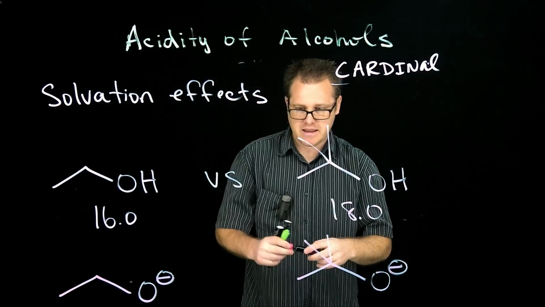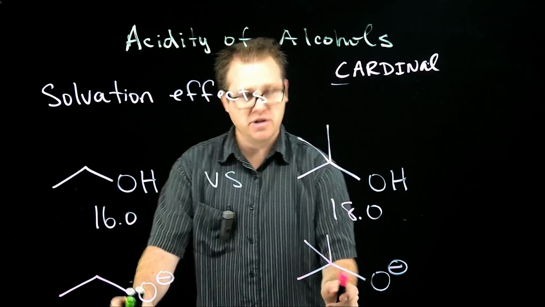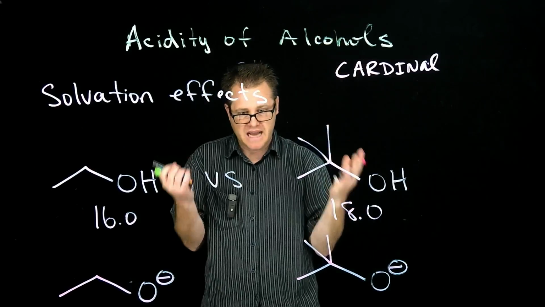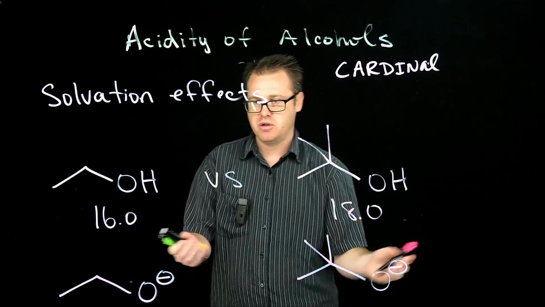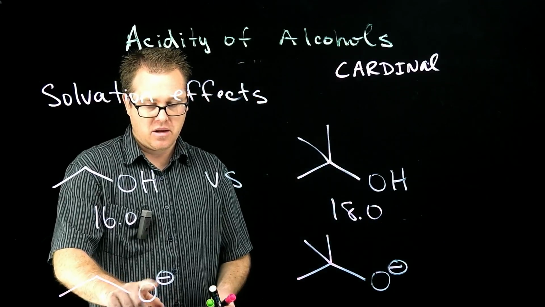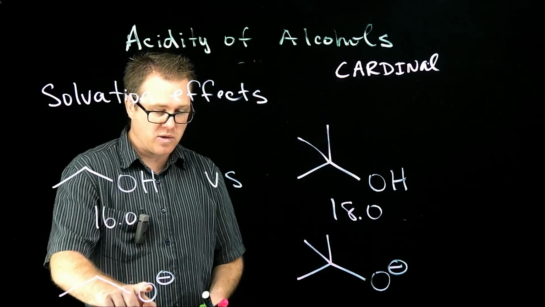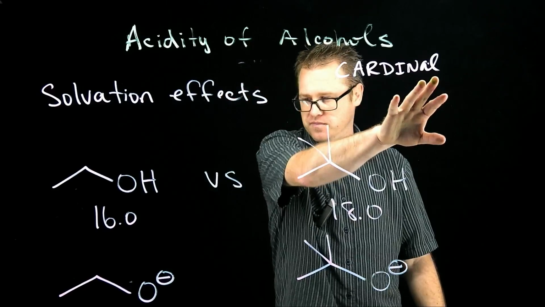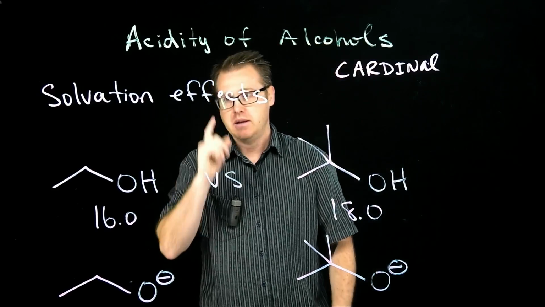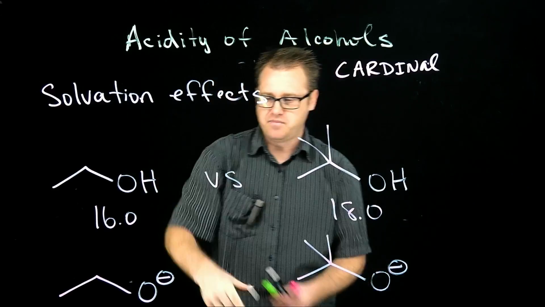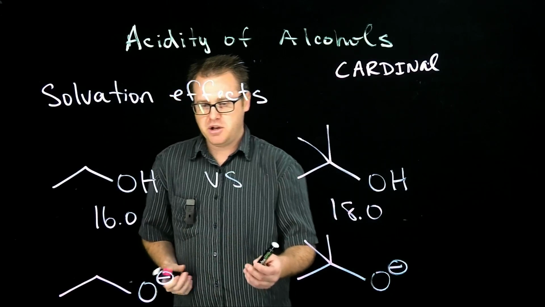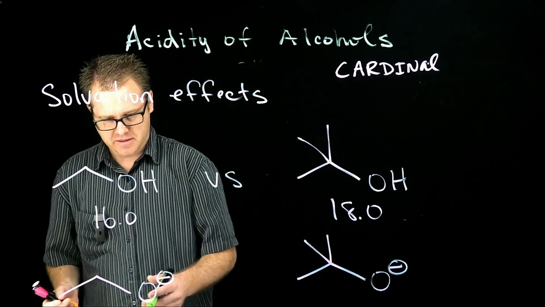Now when we take a look at the conjugate base of these two, we'll go through the cardinal rule and we won't see anything that's going to break the tie. Like, how do I know this conjugate base is more stable than this conjugate base? Just by looking at the cardinal rule, we don't have anything there. It's the solvation effects. And what that is, is a steric argument.